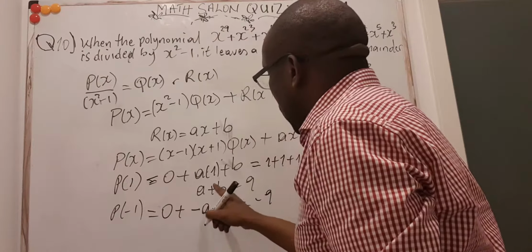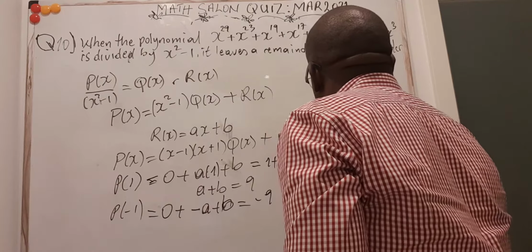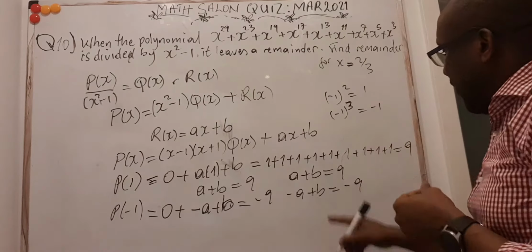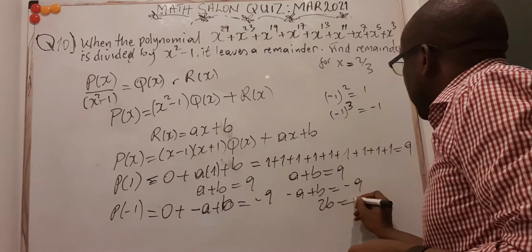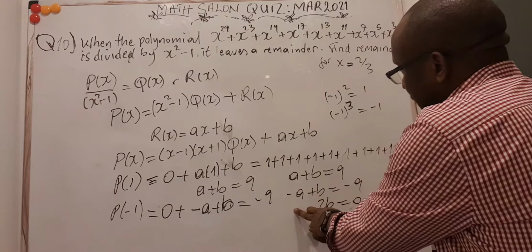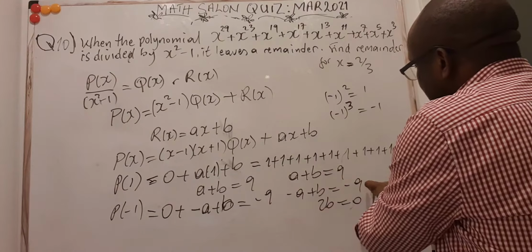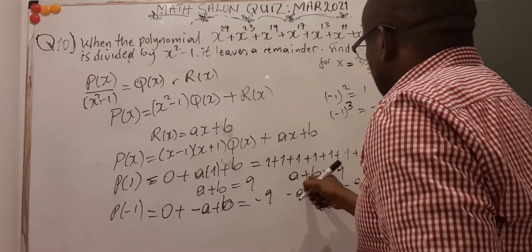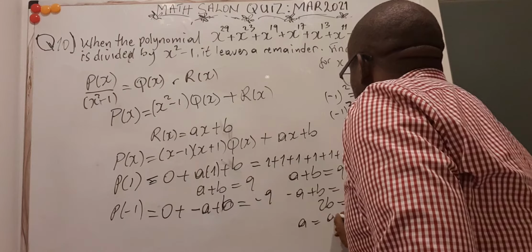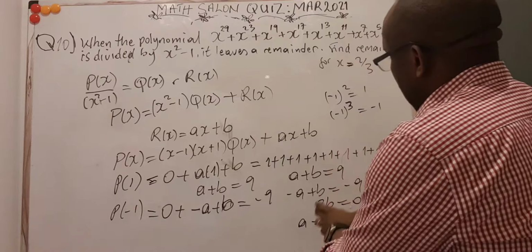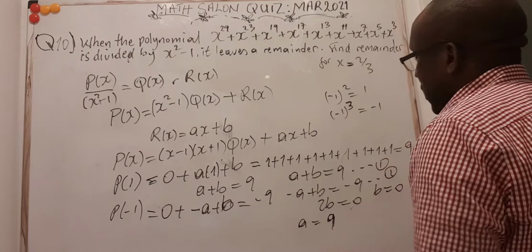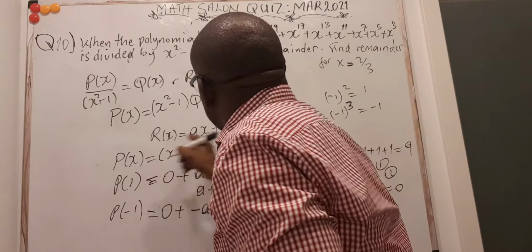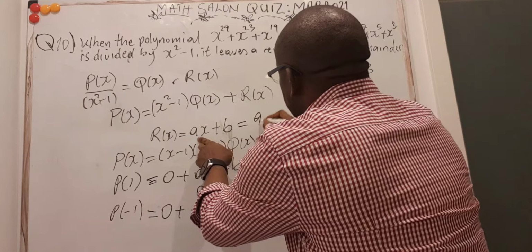Therefore, I have two equations to solve. a plus b is equal to 9, and minus a plus b is equal to minus 9. If I sum these two equations, then I get 2b is equal to 0. a plus minus a goes away. b plus b is 2b. 9 plus minus 9 goes away. So b is equal to 0. If b is 0, you can substitute in any of these, and you see that a is equal to 9. That's good. So a is 9, b is 0. That means my remainder, which we call r of x, is equal to 9x plus 0.